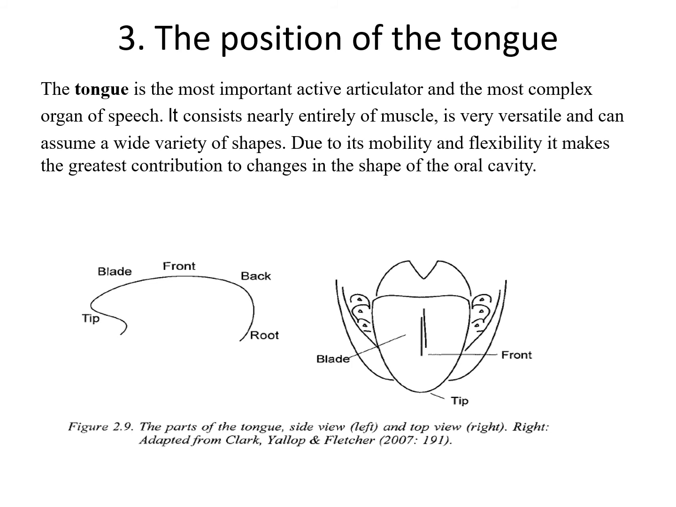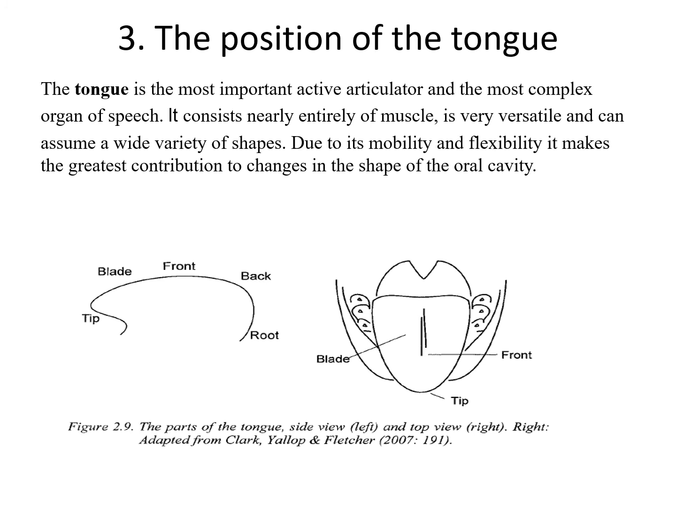The tongue is the most important active articulator and the most complex organ of speech. It consists nearly entirely of muscles, is very versatile and can assume a wide variety of shapes. Although we know that this is our tongue, this fleshy part of our mouth, we can classify it into different positions and different shapes. Due to its mobility and flexibility, it makes the greatest contribution to changes in the shape of the oral cavity.